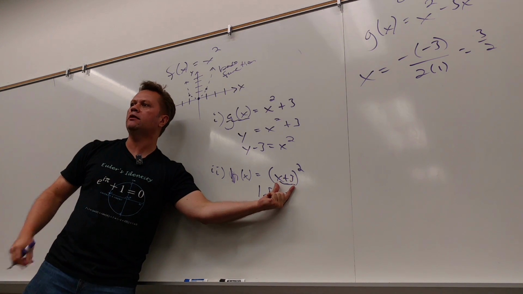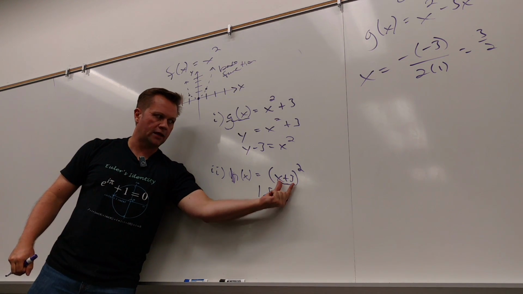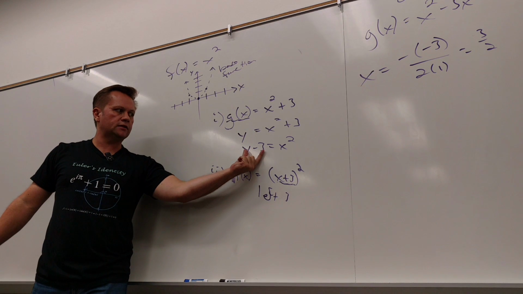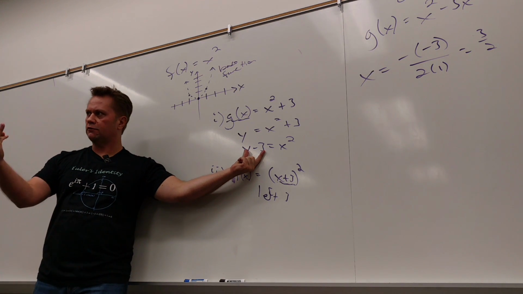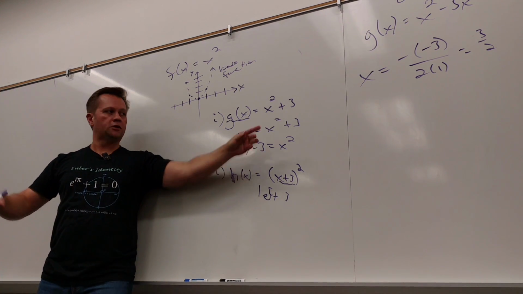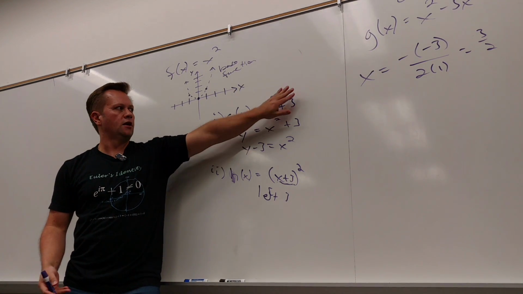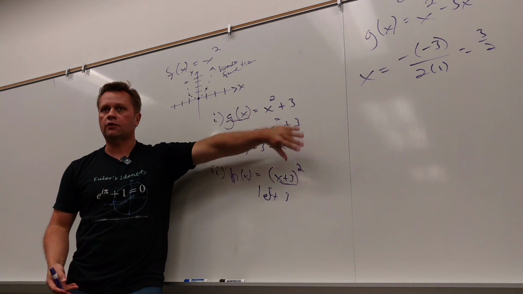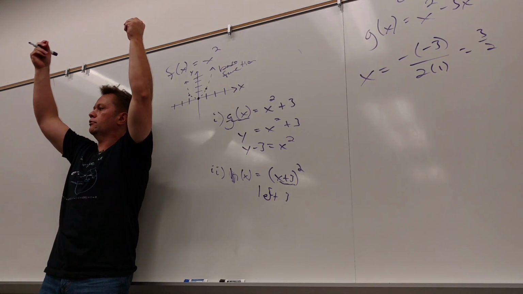Because you're thinking about what would make this 0. -3 would make it 0, so it's going to move back 3. What would make this 0? +3, so it's going to move up 3. But to me, this makes even more sense. Whatever x squared used to be, is now 3 bigger. So the whole thing just goes up 3.